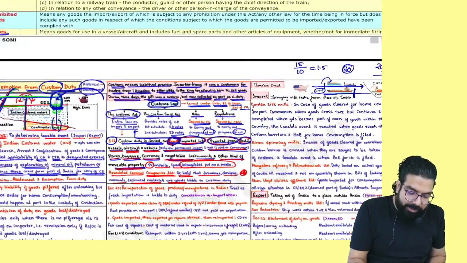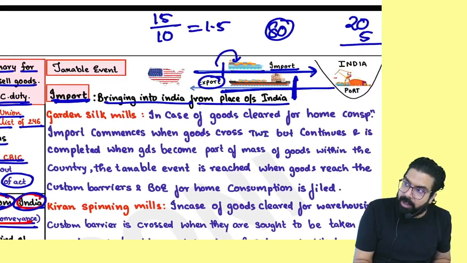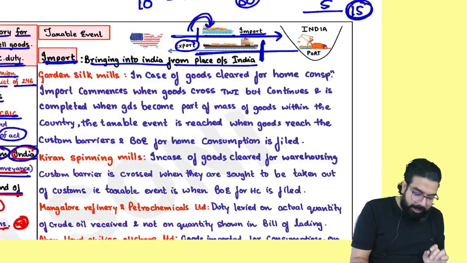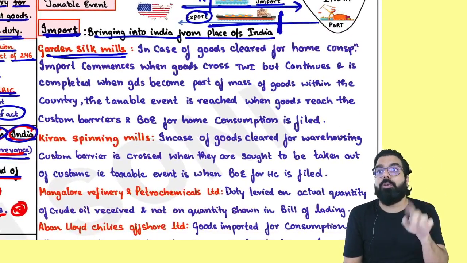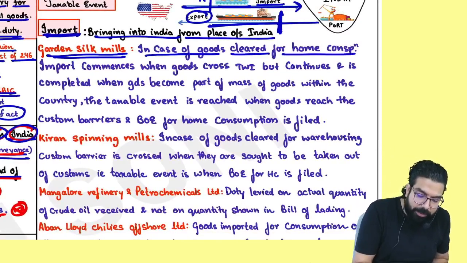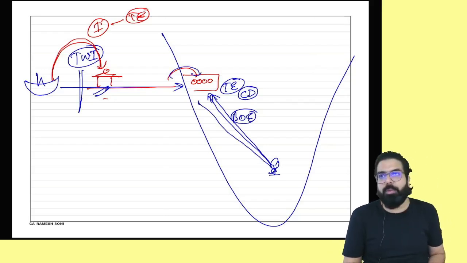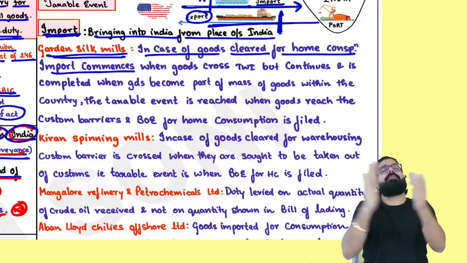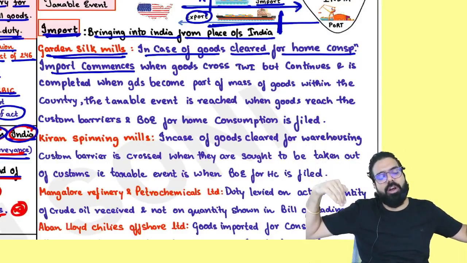In customs, what is the taxable event? Import, correct? That means bringing into India from a place outside India, and bringing into India means bringing into the territorial waters of India. But in the Garden Silk Mills case, the government went ahead and clarified what will be the taxable event. Always remember, in case of goods cleared for home consumption, the taxable event is that import commences. The taxable event starts when the goods enter the territorial waters of India.